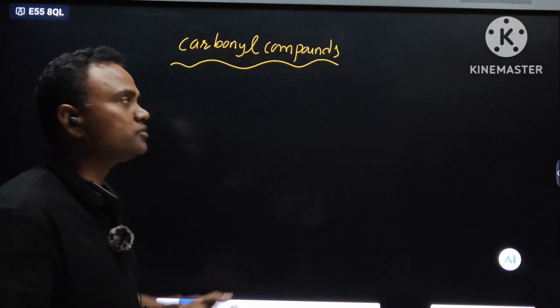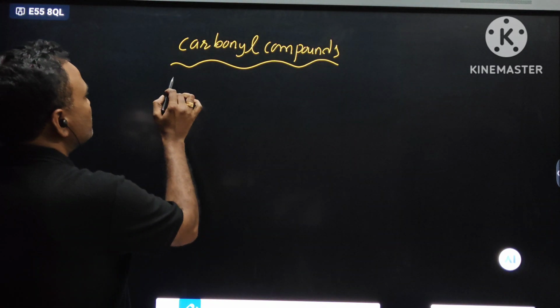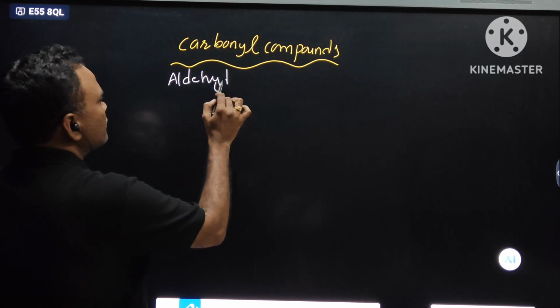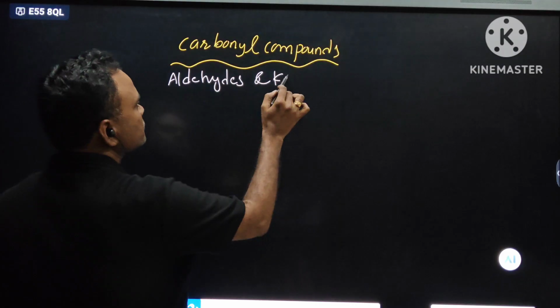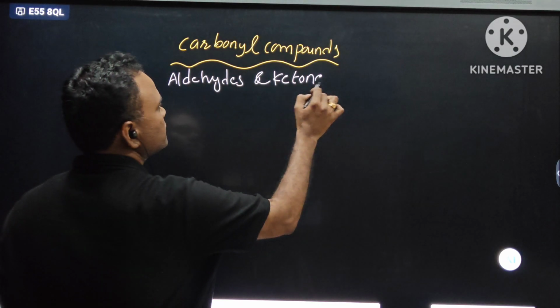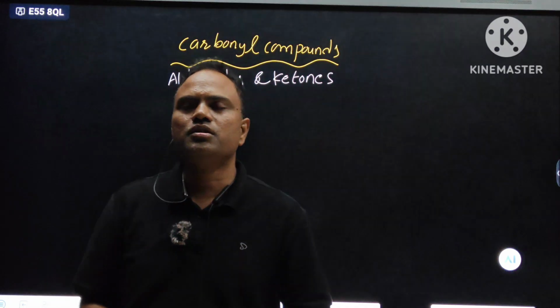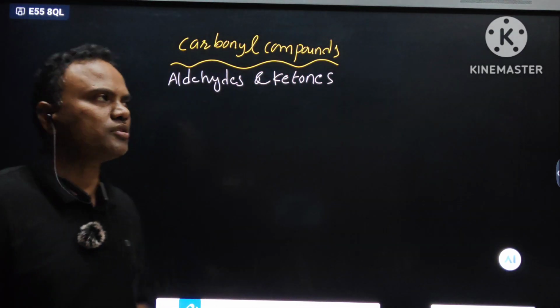The carbonyl compounds. Under carbonyl compounds, we learn about aldehydes and ketones. Aldehydes and ketones. Okay. Let us see the nomenclature first.